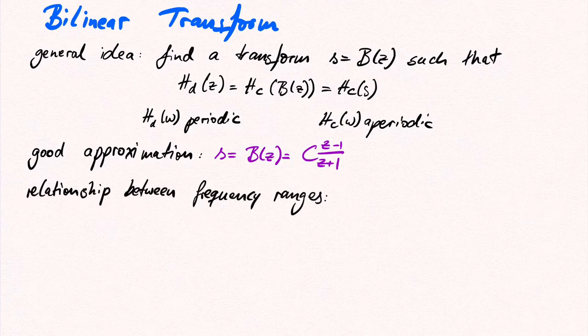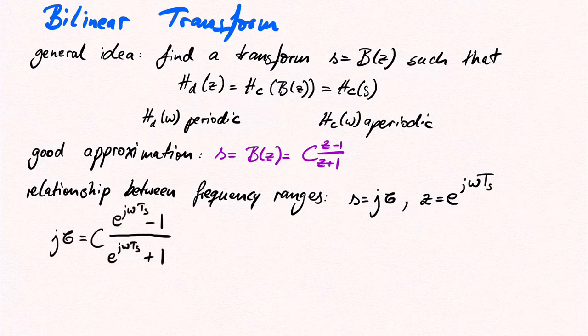To see the relationship between the frequency range of the continuous time filter and the frequency range of the discrete time filter when using the bilinear transform, we will first substitute s with j sigma and z with e to the power of j omega Ts. Here we have used sigma for the frequency range of the continuous time filter so that we don't mix it up with the real frequency of the discrete time filter omega. Then the bilinear transform yields that j sigma is equal to c times (e to the power of j omega Ts minus 1) divided by (e to the power of j omega Ts plus 1).